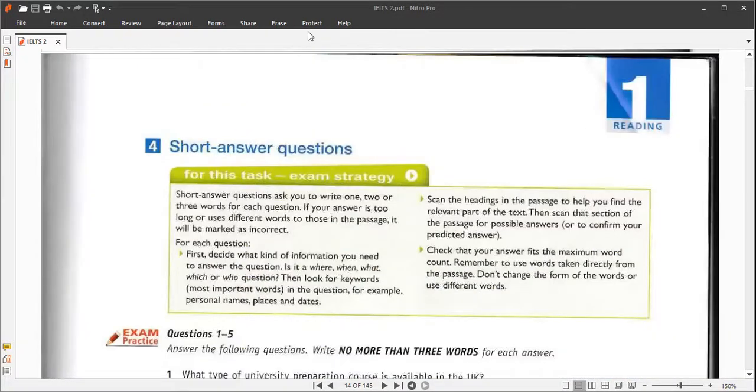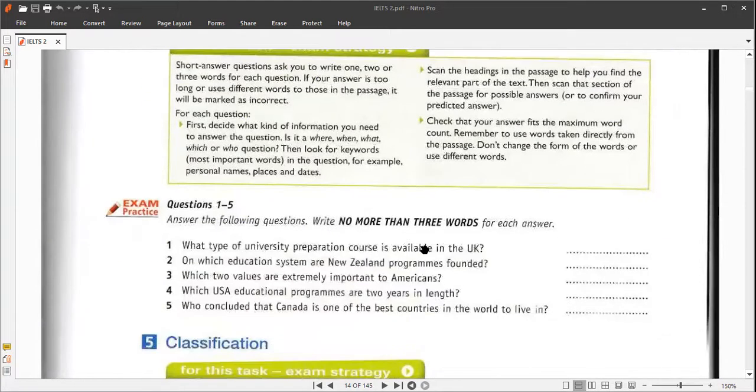Okay, now let's go to the question. First thing, when you read the question, you have to remember that you should read the instruction first, because the instruction will give you the constraints for your answers. For example, for this one, write no more than 3 words. So the maximum words that you can give as your answer are 3 words only.